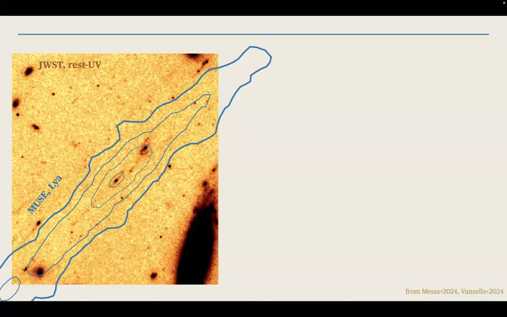So how common is it that these stellar clumps have such different properties in such a small region, let's say, in a standard?